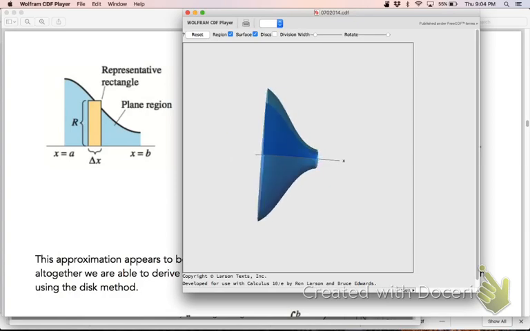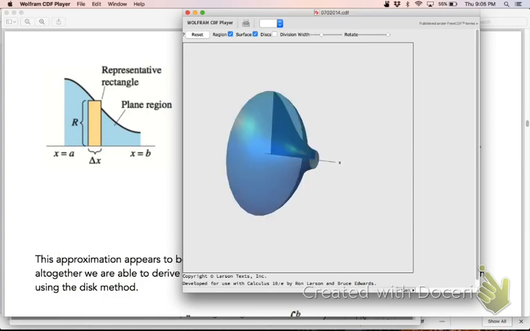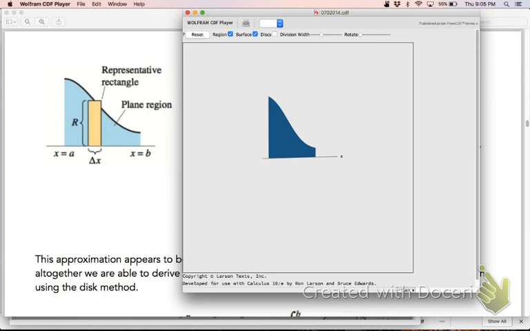Now, when we look at this in terms of our rectangles, okay, if we look at this with the discs, now we're going to have all of these rectangles, okay? And you can see, I'm going to try to not rotate them quite so far.